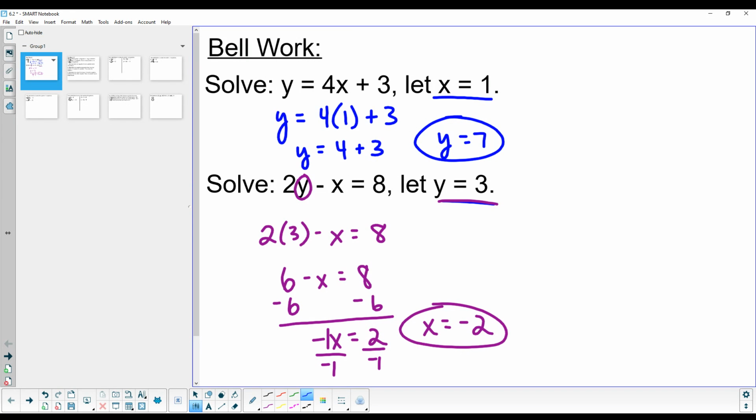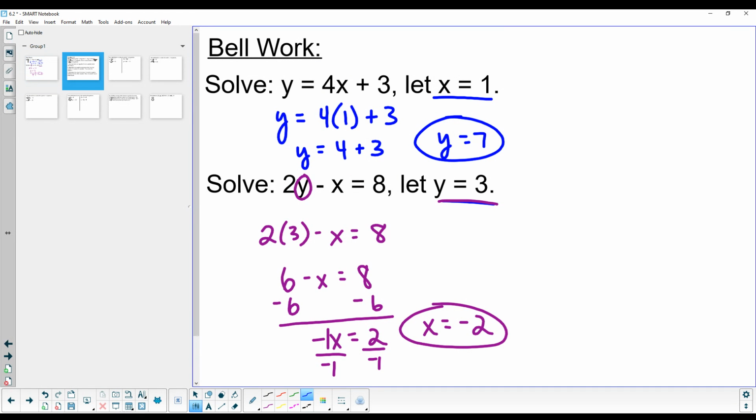So what we're going to be doing today is the same type of thing, except instead of plugging in just a single number like x equals 1 or y equals 3, you're going to be plugging in an expression. So it might say something like 1 plus x or 3 minus 2y. You're going to be substituting in an entire expression instead of just one single number. And this is what we call solving using substitution.